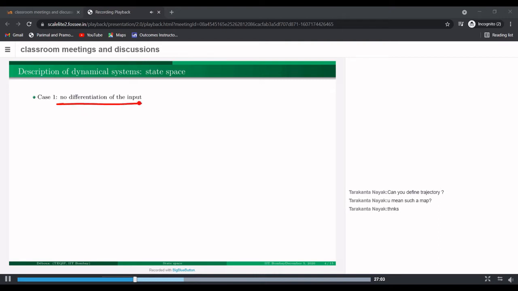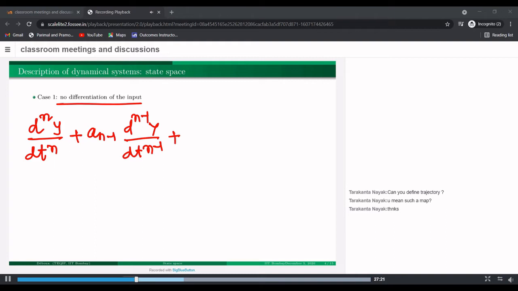Which means we have an equation which looks like this: d^n y over dt^n plus a_{n-1} d^{n-1} y over dt^{n-1} plus dot dot dot up to a_1 dy over dt plus a_0 y is equal to just u. Yeah, that's what we mean when we say that there is no differentiation of the input.